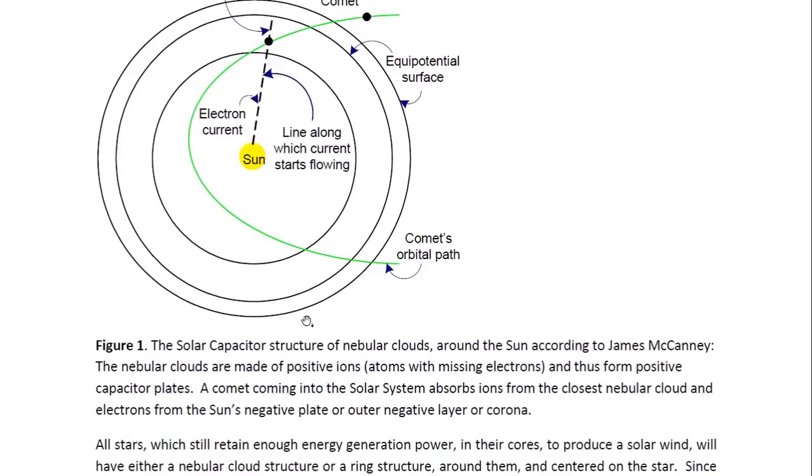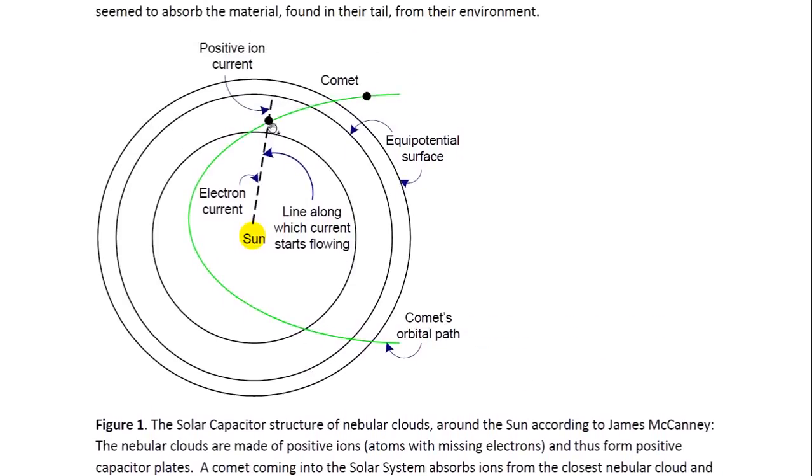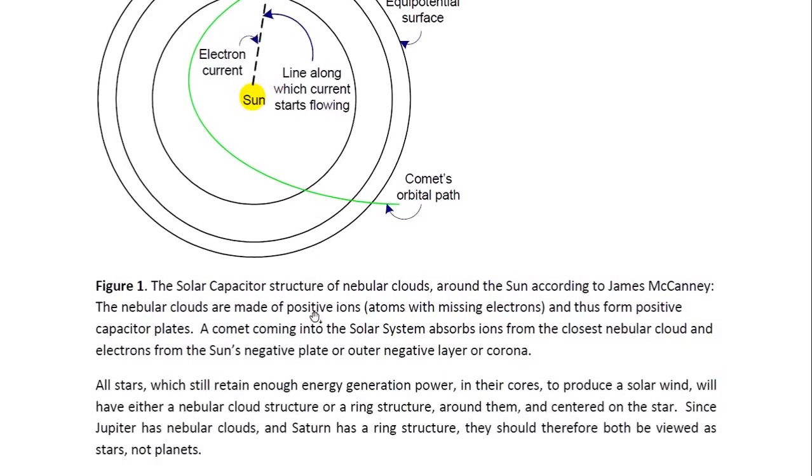And now, what we would then have is a comet. As it comes in, it absorbs ions from the cloud behind it, and it absorbs electrons from the sun's corona. So this would be a current of electrons, this would be a current of ions. They meet here at the coma and in the tail, and they react, and they would form atoms and molecules such as water, sulfur dioxide. That's what we find in the comet's tails.